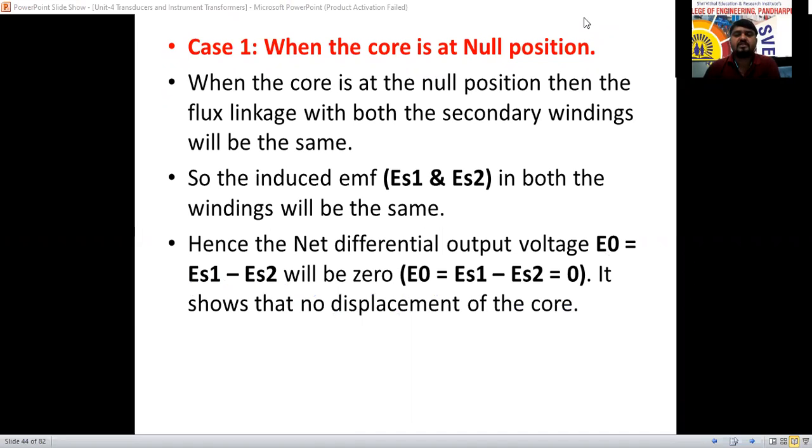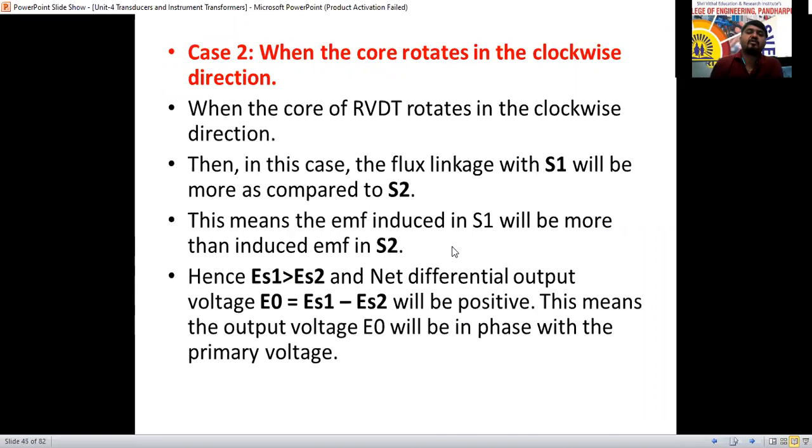So next, the second case we will discuss is the case when the core rotates in the clockwise direction. If it is rotating in this format, clockwise, then in this case the flux linkage with S1 will be more as compared to S2. How are they telling that?